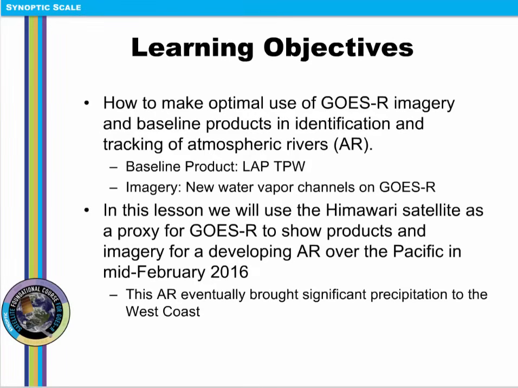We will show how to make optimal use of GOES-R imagery and baseline products in identification and tracking of atmospheric rivers. The baseline product is the LAP TPW product, and the imagery, the new water vapor channels on GOES-R. In this lesson, we will use Imagery satellite imagery as a proxy for GOES-R to show products and imagery for a developing atmospheric river over the Pacific in mid-February 2016. This case eventually brought significant precipitation to the West Coast.